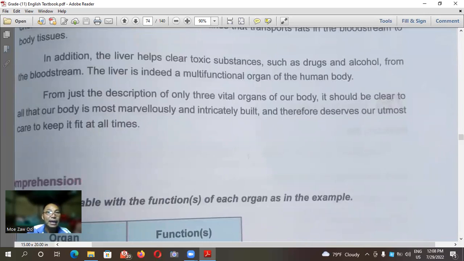The liver is indeed a multifunctional organ of the human body, one of only three vital organs of our body. It should be clear to all that our body is most marvelously and intricately built, and therefore deserves our utmost care to keep it fit at all times.